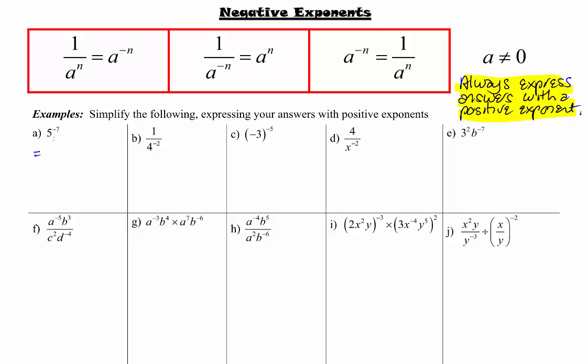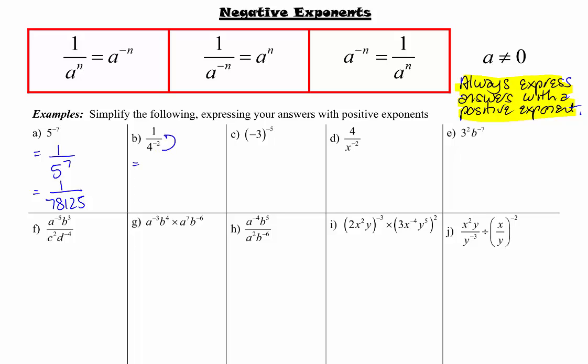So here I have 5 to the negative 7. It's at the top. So to make it positive, I put it at the bottom of a fraction. So it becomes 1 over 5 to the 7. And we can evaluate 5 to the 7 on the calculator. That becomes 1 over 78125.